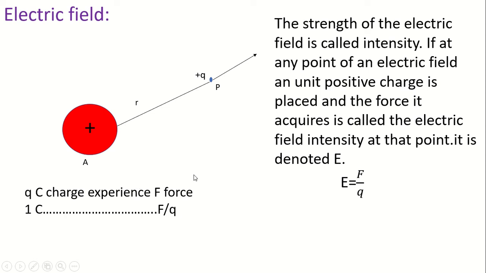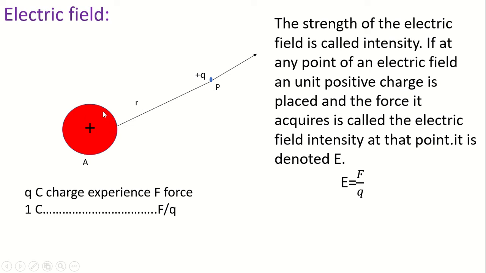So again I am telling you that plus Q charge will experience force F. So unit charge, that means 1 coulomb charge, will experience F by Q force, and the force experienced by unit charge is known as electric field intensity. Okay, so E equal to F by Q, and the direction of the electric field intensity will be along the direction of the force for the positive charge.